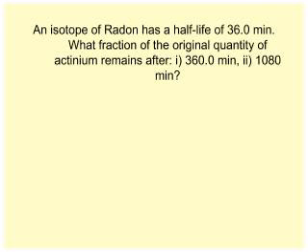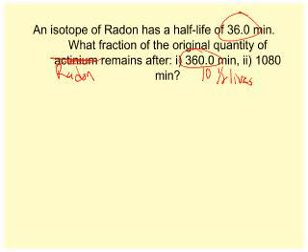An isotope of radon has a half-life of 36 minutes. What fraction of the original quantity of radon remains after 360 minutes? So after 360 minutes, that's 10 half-lives, right? That's not a big jump in math, is it? Every 36 minutes, that's 10 half-lives. So what I'm going to do is just cut it in half 10 times. What fraction of the original quantity?